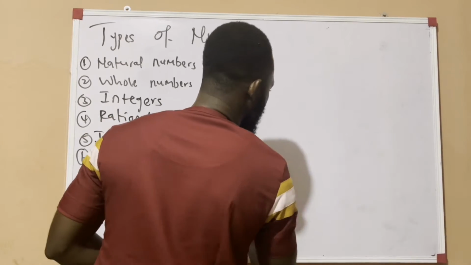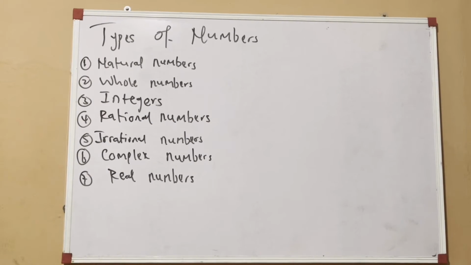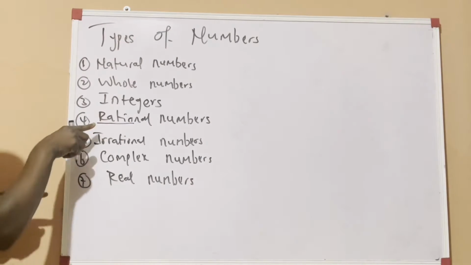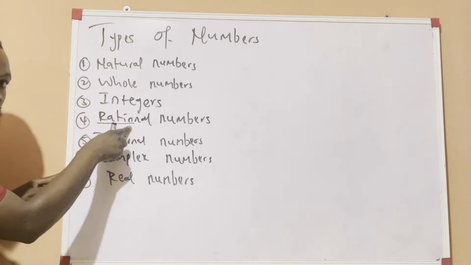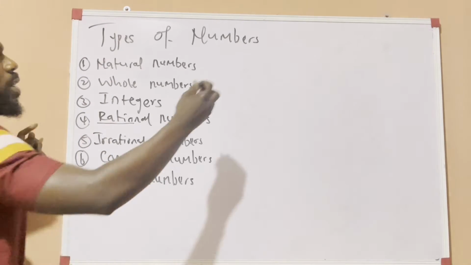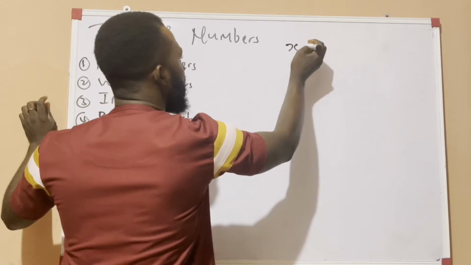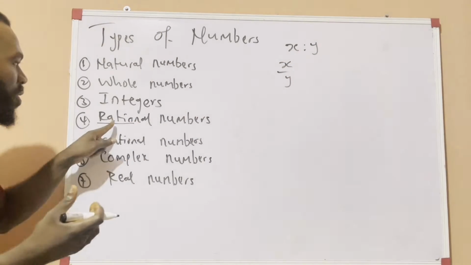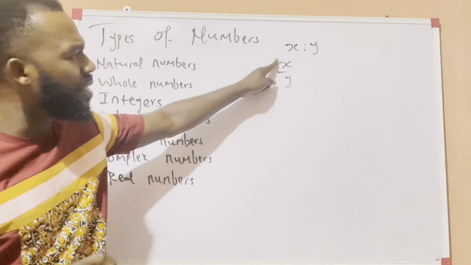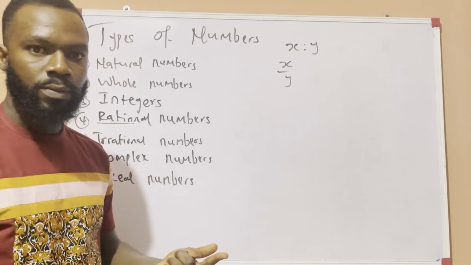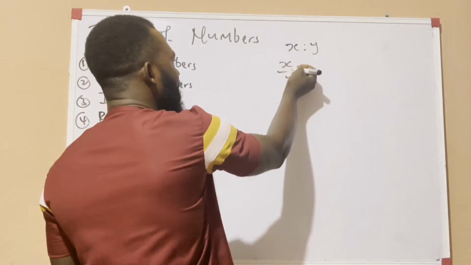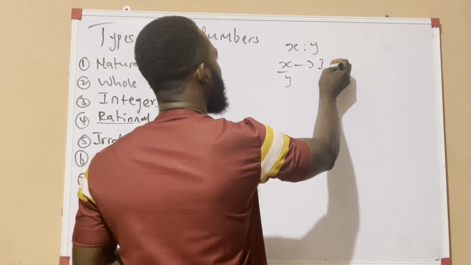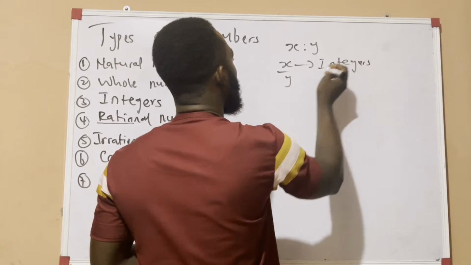Before I explain what rational numbers are, from the word rational, you will see ratio in it. And what does the word ratio mean? If you have x ratio y, it simply means x over y. So what does that tell you? It means rational numbers are numbers that can be written in the form of a fraction, where x and y are both integers.